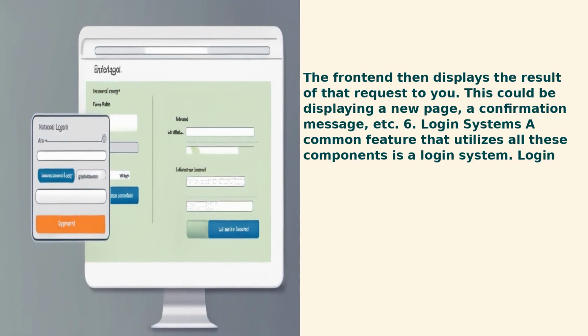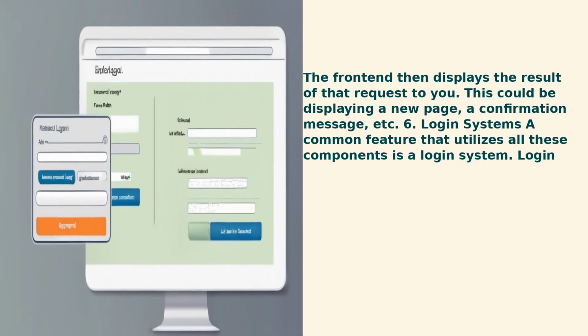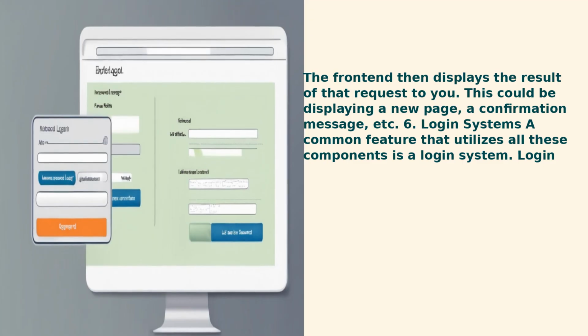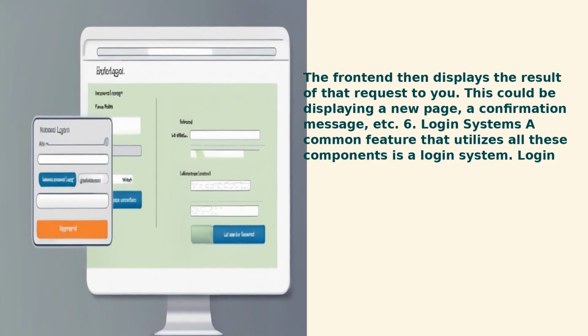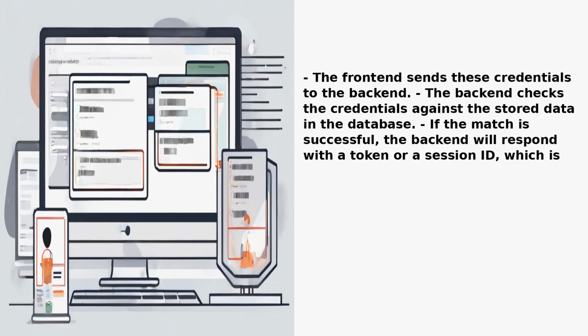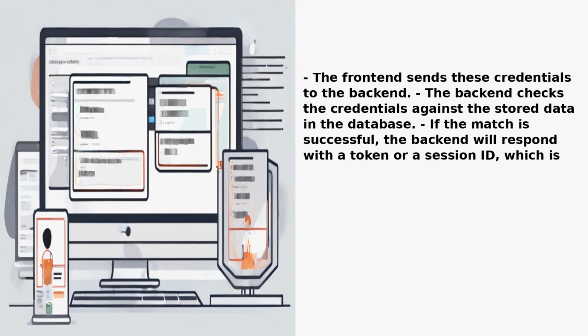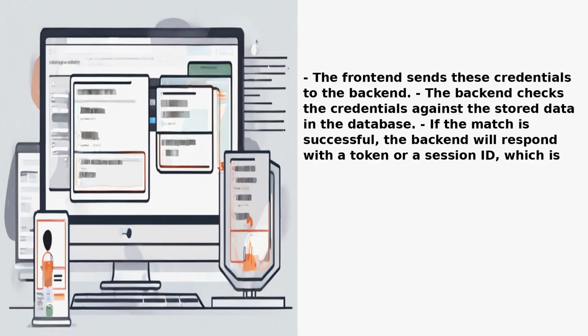6. Login systems. A common feature that utilizes all these components is a login system. Login systems are critical for verifying user identity and granting access to user-specific data. When you enter your username and password, the front end sends these credentials to the back end. The back end checks the credentials against the stored data in the database. If the match is successful, the backend will respond with a token or a session ID, which is then used to maintain your logged in state as you navigate the website.